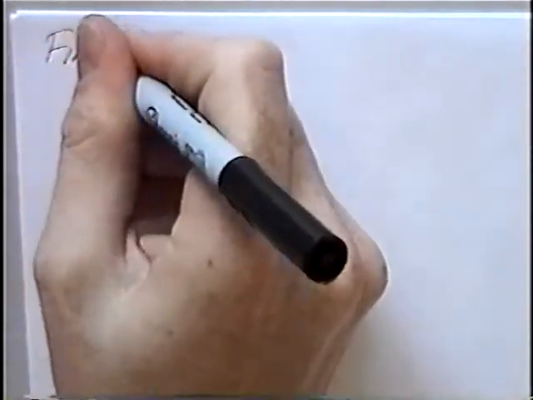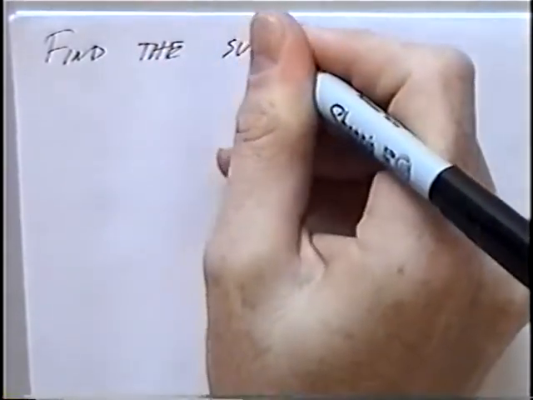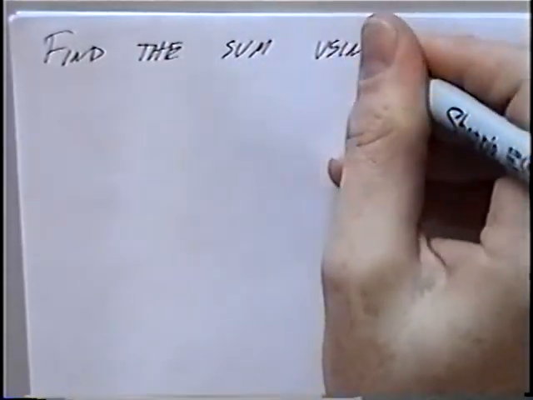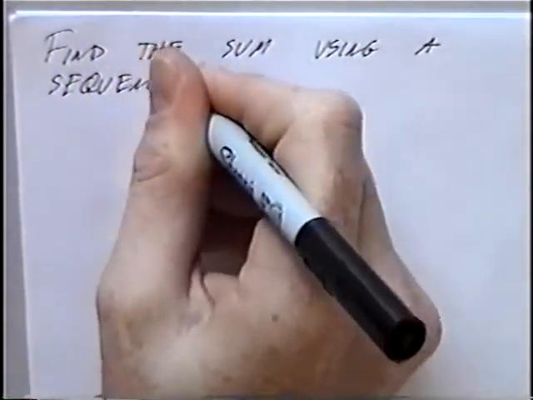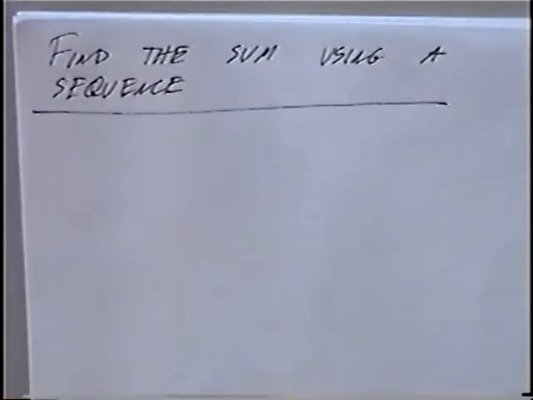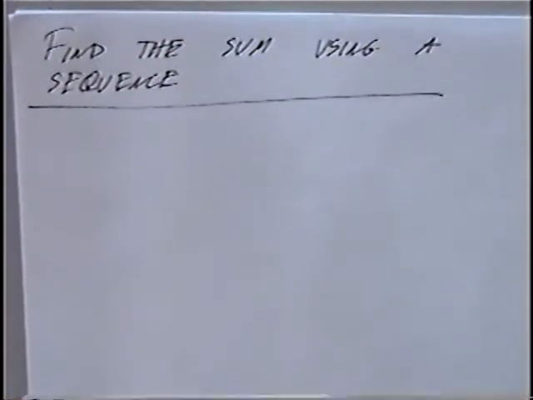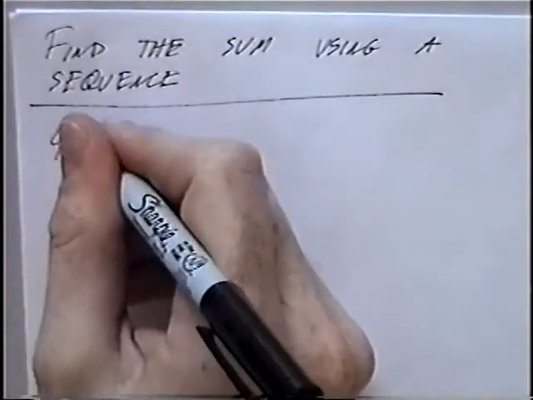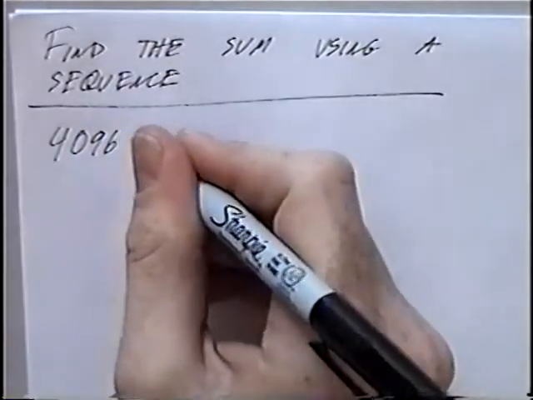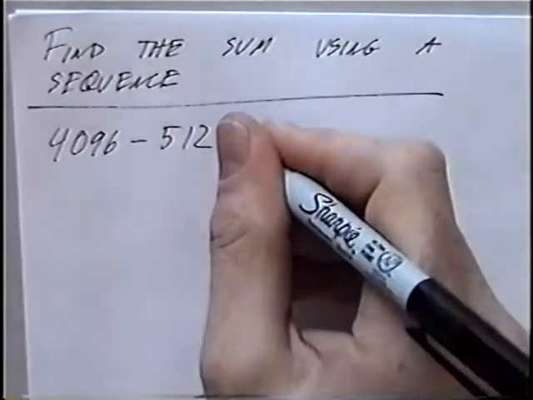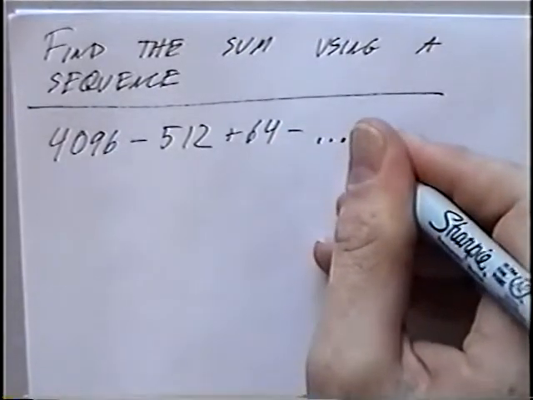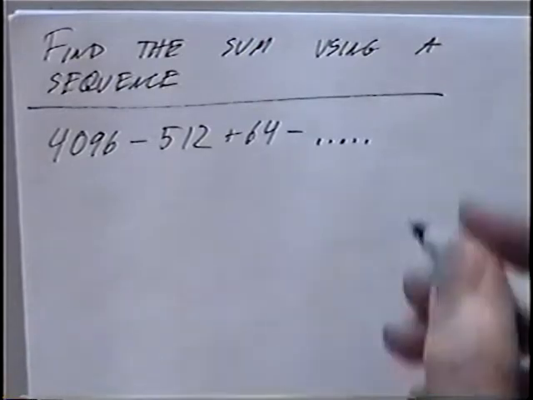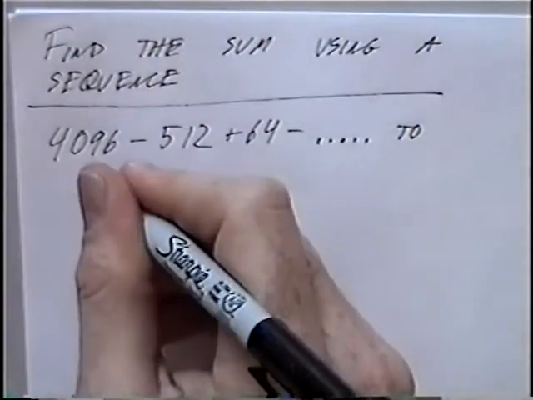Title of the next section of notes is Find the Sum Using a Sequence. First problem, or first sequence, is 4096, minus 512, plus 64, minus, as the sequence continues on. And we want to find the sum to 5 terms.